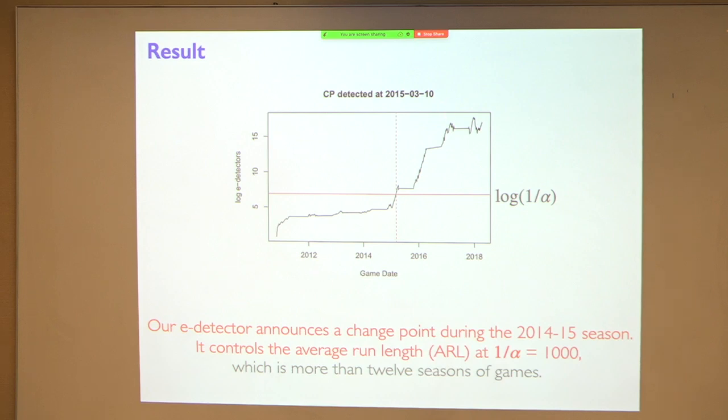This is a nice setting because actually we know that in this 2014-2015 season, LeBron James joined the Cleveland Cavaliers. So we do think there was a change at that point. But the point is, if you're monitoring it from left to right, you can declare a change at that point. Okay, and in this method we set 1 over alpha to be 1,000. So this controls the average run length at 1,000, which is more than 12 seasons of games. So this is only 8 seasons. We had set our ARL large enough so that it's more than 12 seasons of games. So if you're stopping somewhere in the 5th season, you think maybe it's actually reasonable.